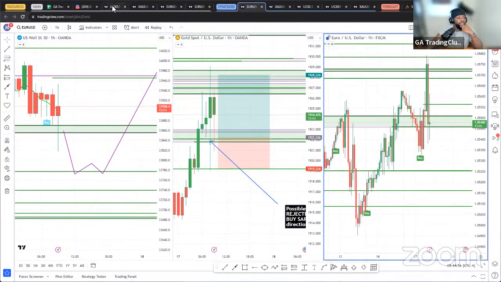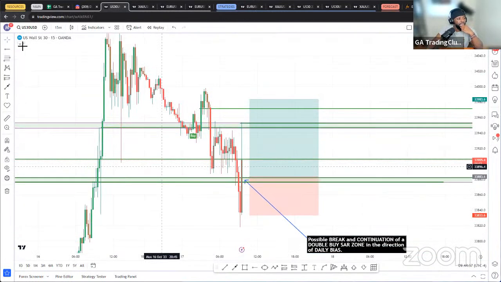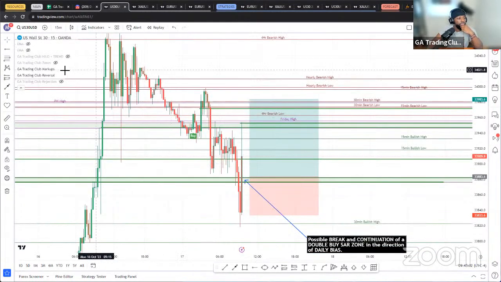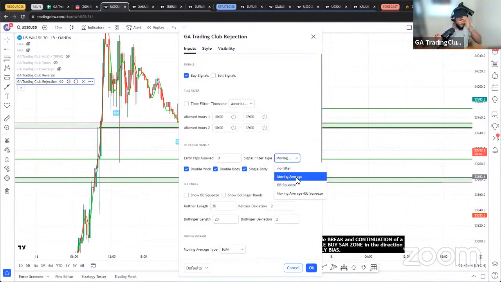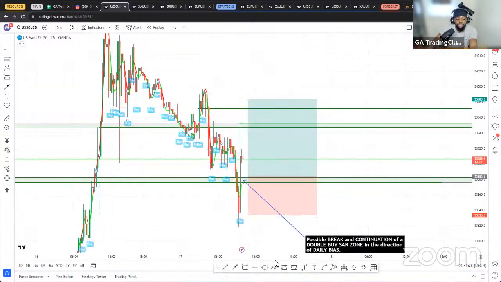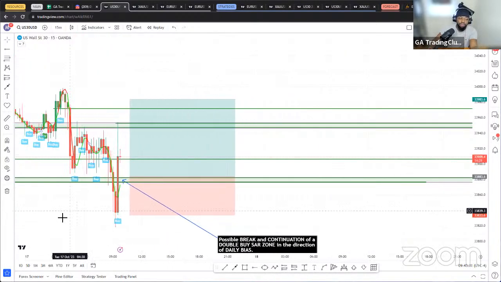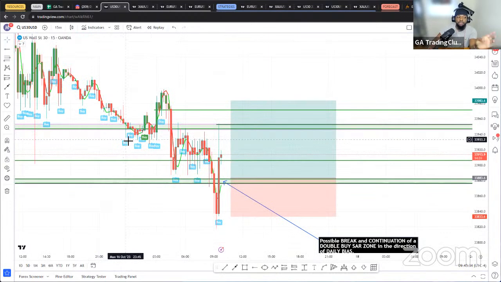For EU, same thing. Price is in a red zone. So in the indicator itself, let me go over it on a bigger chart. God, this thing is freezing. In the indicator itself, here you have a signal filter type. What I'm personally doing, and I put this in the Discord, is I filter based off of moving average. You guys remember, part of the rules for the rejection indicator is that you want to buy when price is above that moving average, the HMA, and you want to sell when price is below. If you do no filter, you'd be getting buys even if price is below the moving average, but you want buys only if price is above it and sells when price is below it.